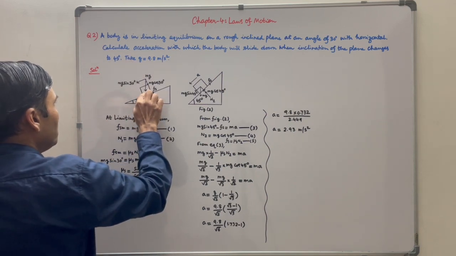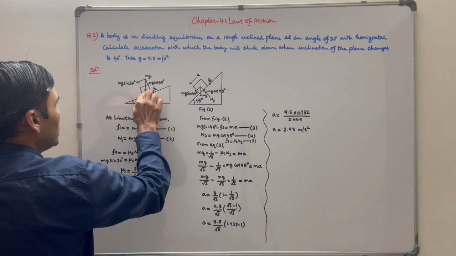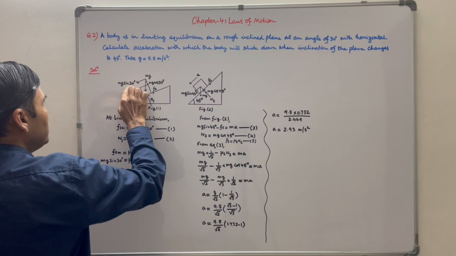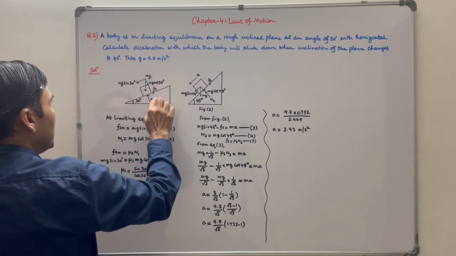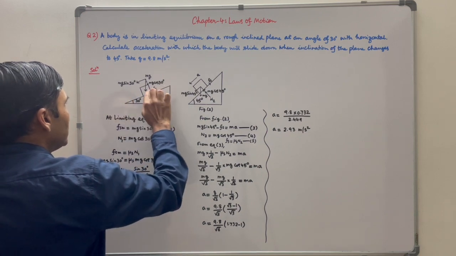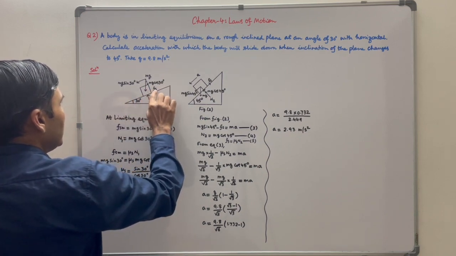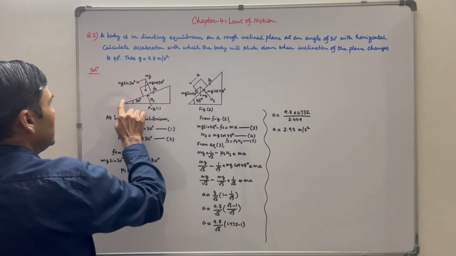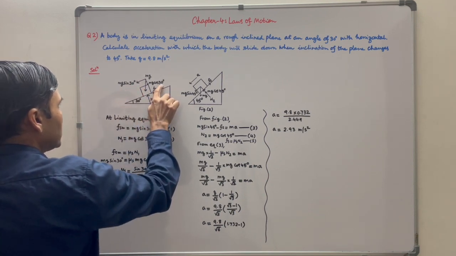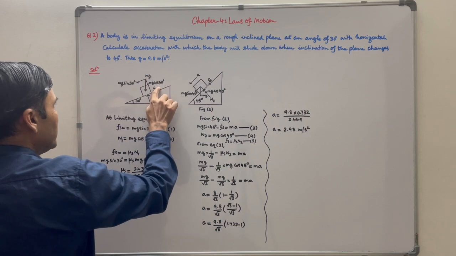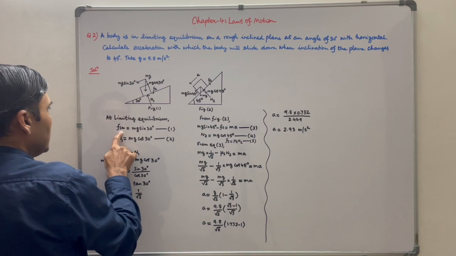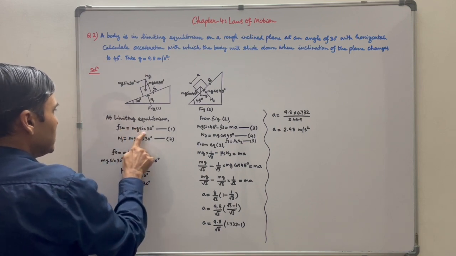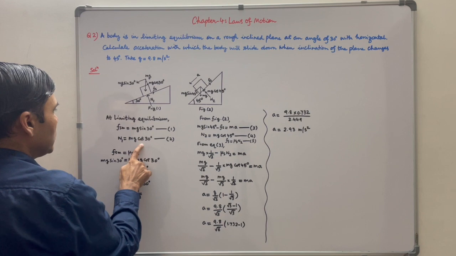mg is its weight that works perpendicularly downwards at its geometrical center. Its component along the plane will be mg sin 30 and perpendicular to the plane will be mg cos 30. N1 is normal reaction by this surface on the block. So we will say Fs is equal to mg sin 30 and N1 is equal to mg cos 30. In case of limiting equilibrium, Fs is equal to Fsm, that is limiting friction. So Fsm is equal to mg sin 30 and N1 is equal to mg cos 30.